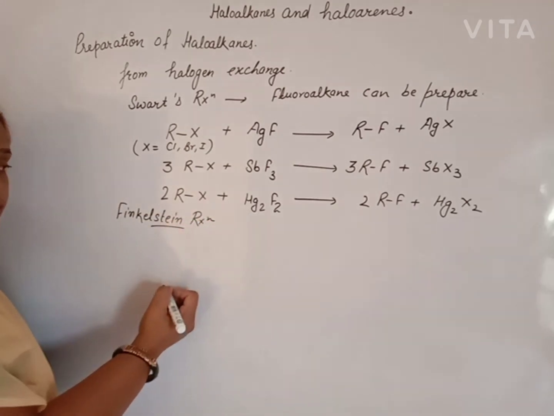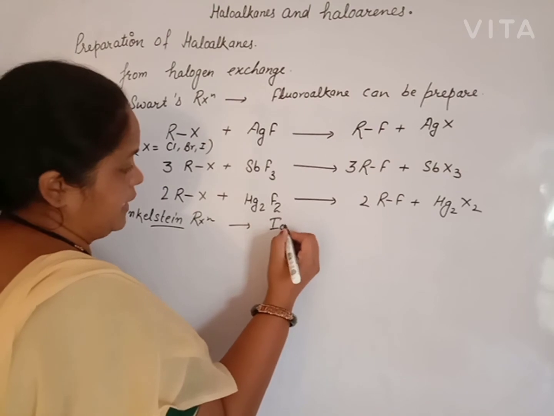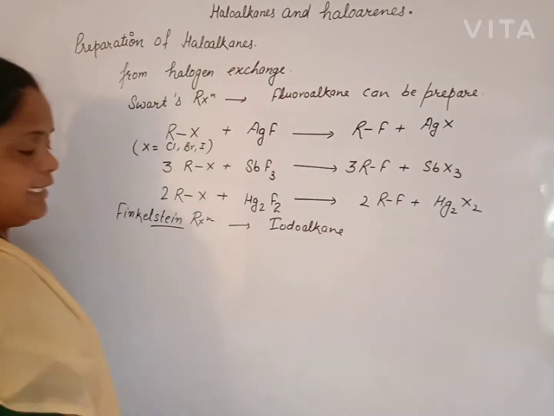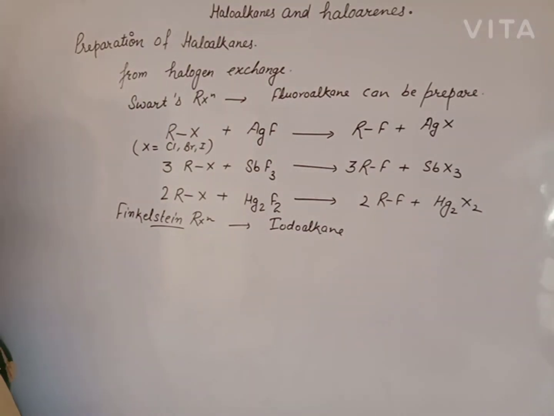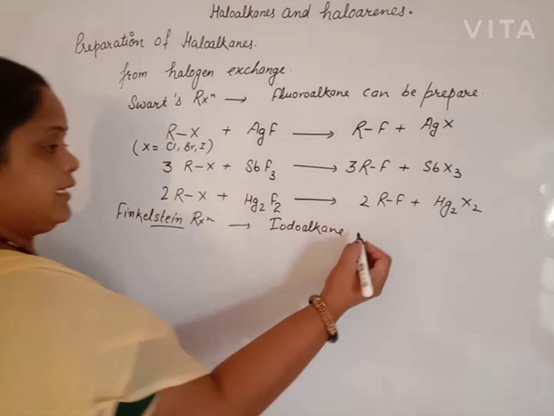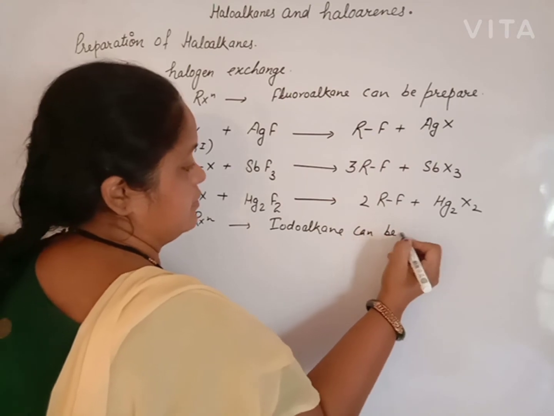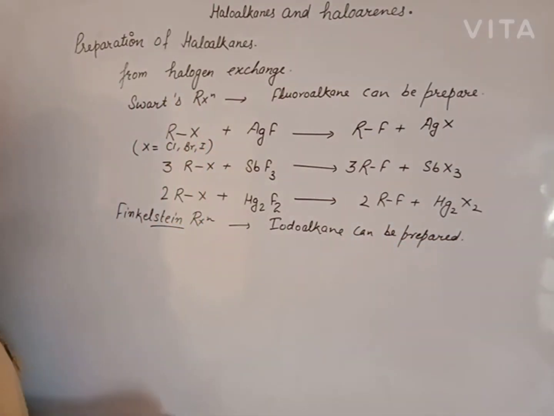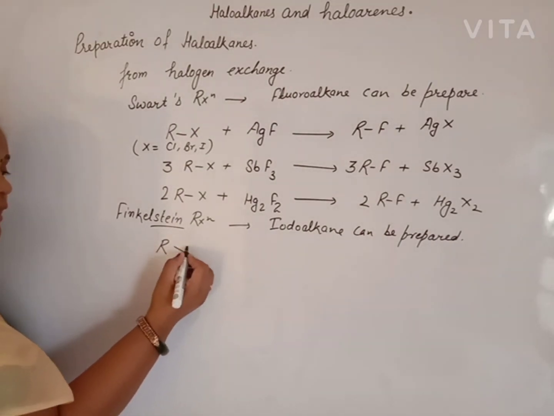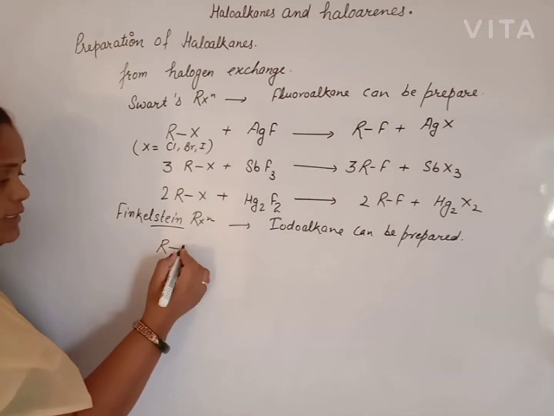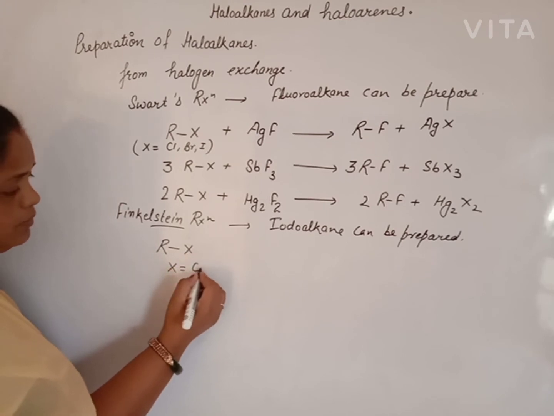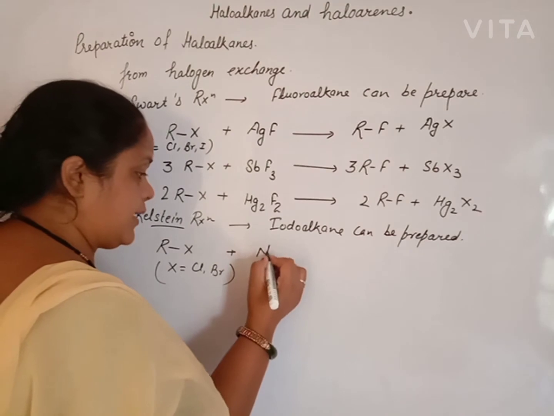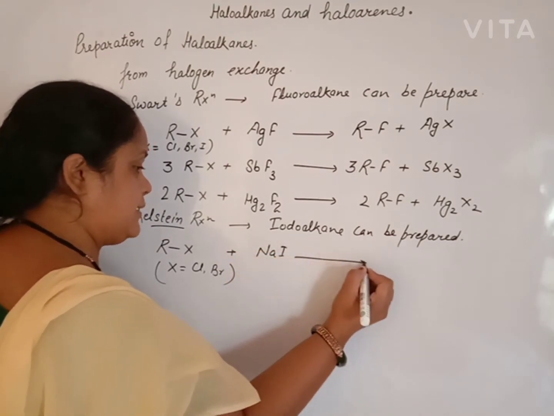Beta, this reaction is basically used for the preparation of iodoalkane. Iodoalkane can be prepared by this process. In this case, the halogen may be chlorine or bromine, which reacts with sodium iodide in the presence of acetone.